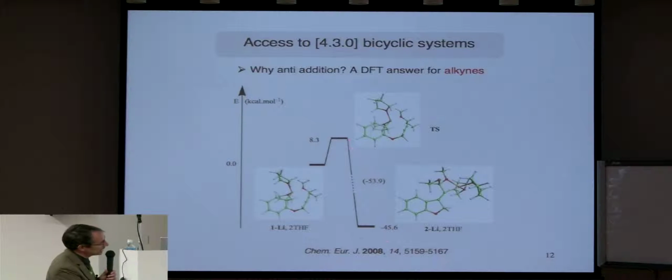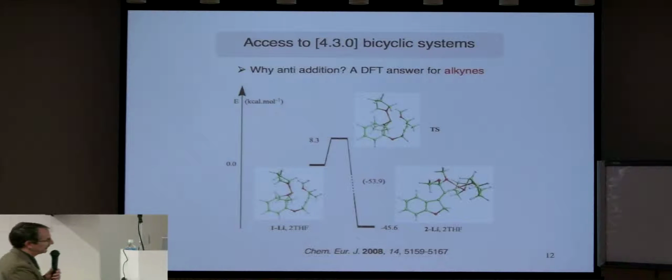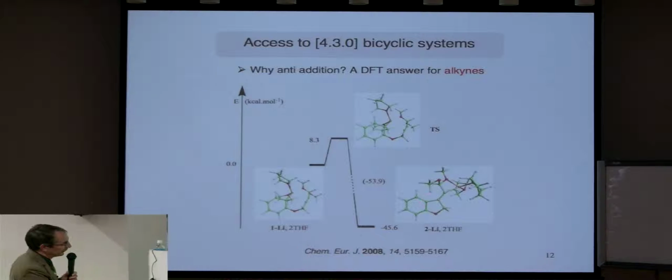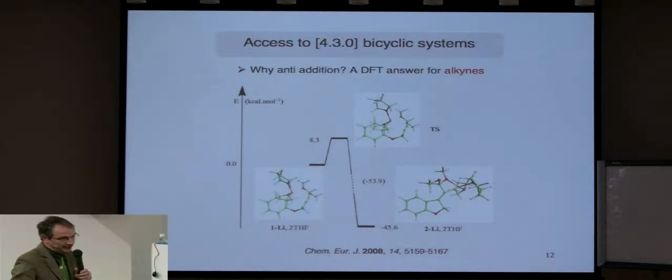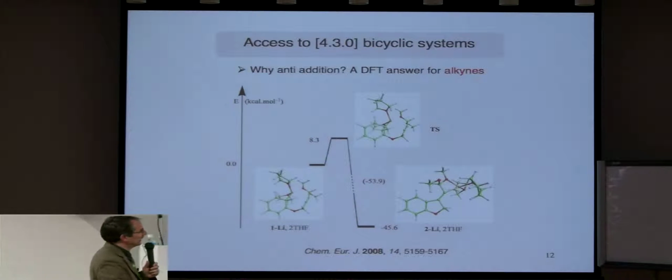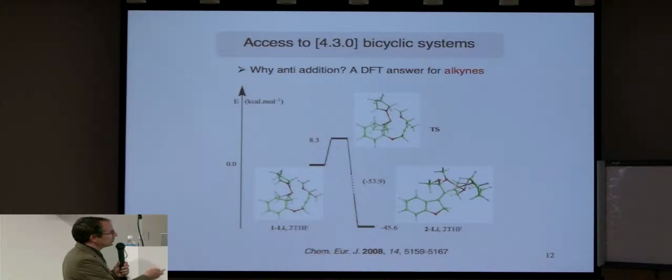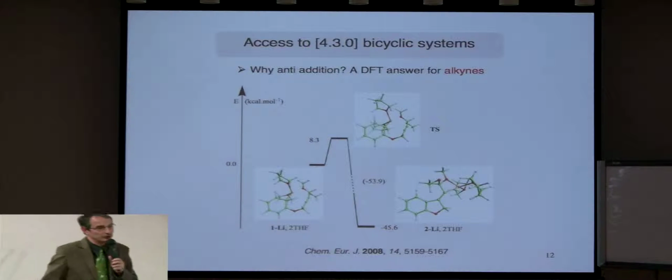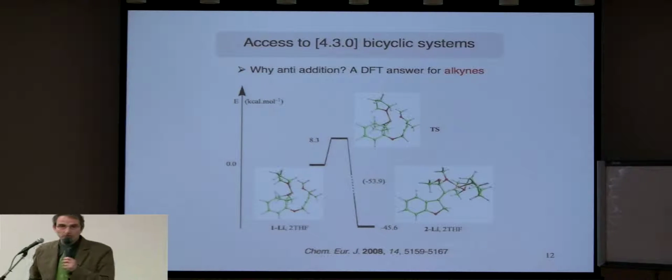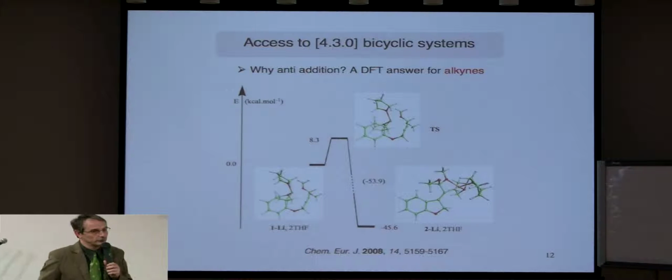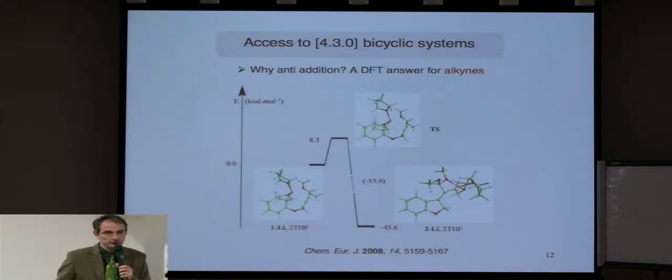Strongly exothermic reaction, minus 45.6 kilocalories per mole. And then the cyclization is obtained with the E double bond as expected. And you see that the barrier, the activation barrier, is only 8 kilocalories per mole, which is very low, sufficiently low at least to be a quick reaction at minus 78 degrees.